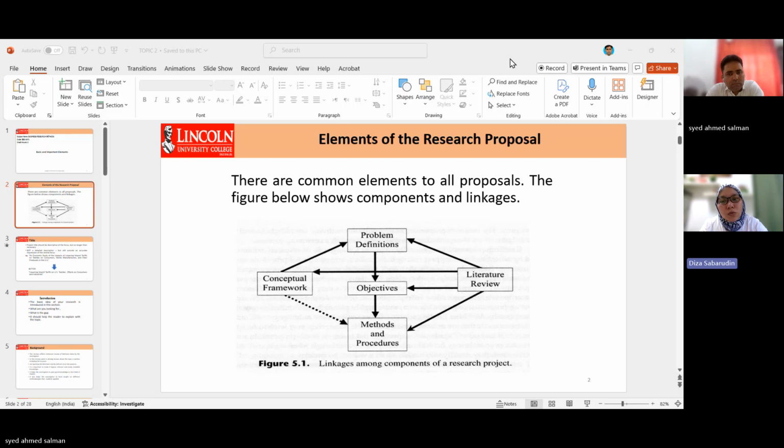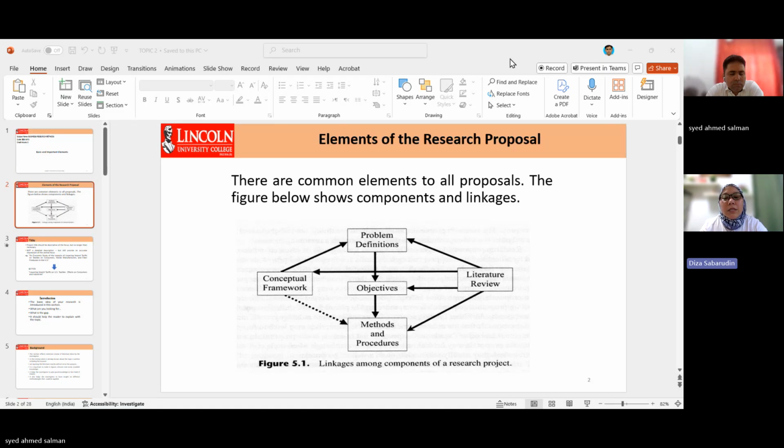Number 9 is conclusion and recommendations. The conclusions summarize the key findings, their significance, and how they contribute to knowledge and practice. Recommendations suggest practical applications or areas for further research based on the study's findings.